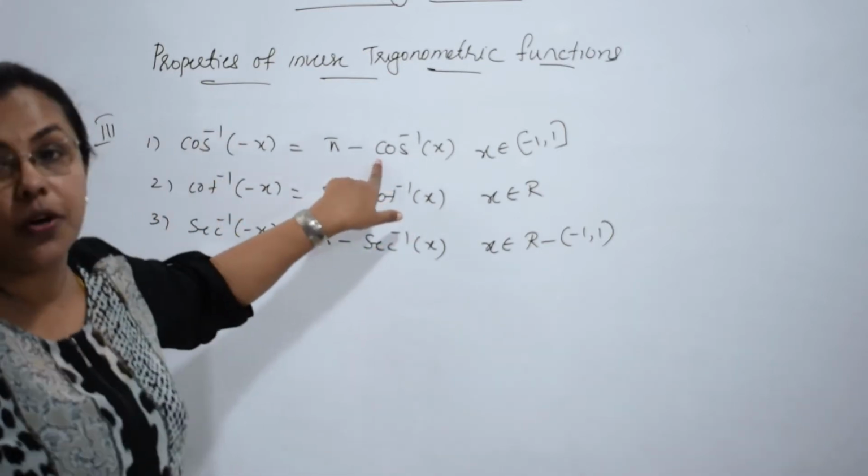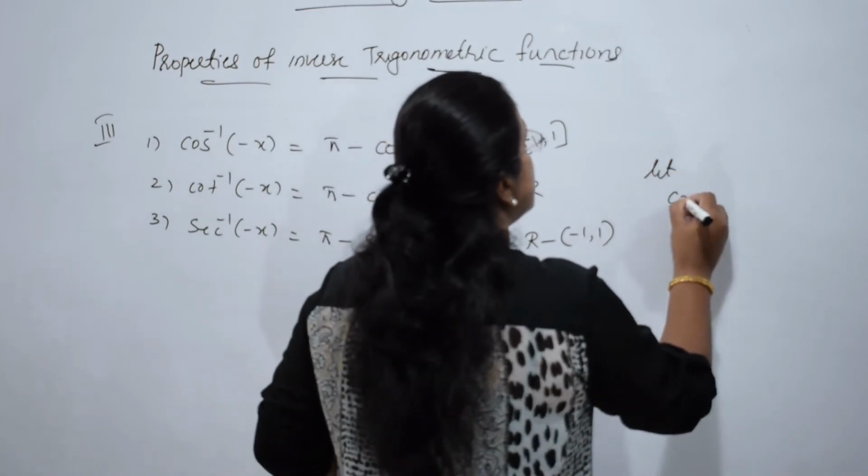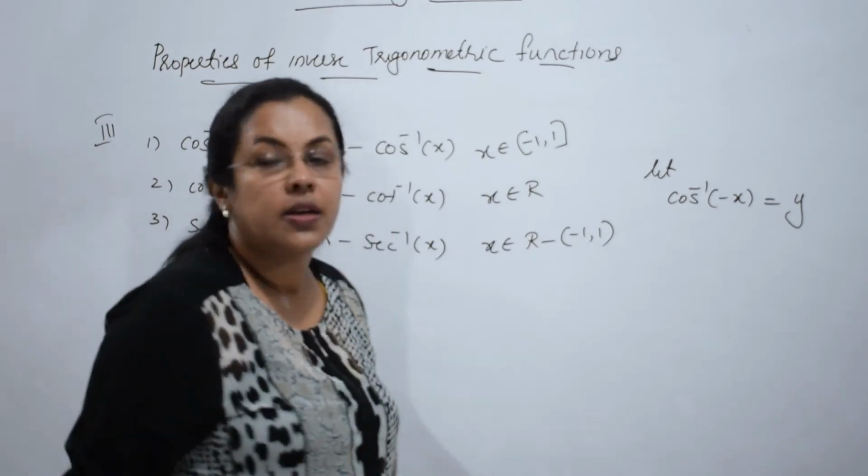We will prove one of them again. First one, let cos inverse minus x be equal to y.